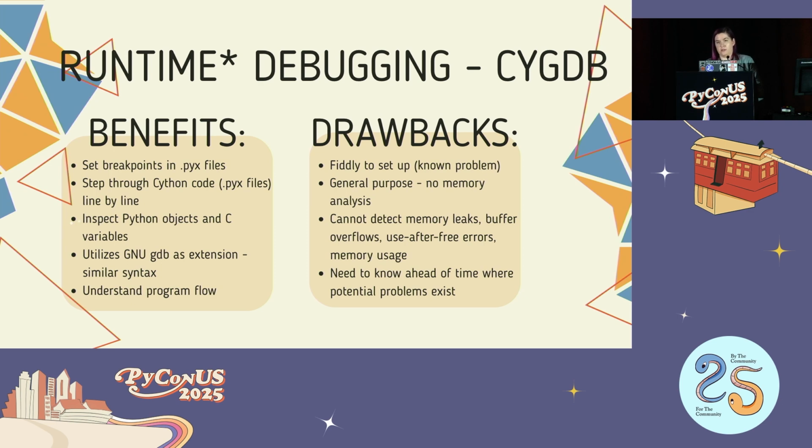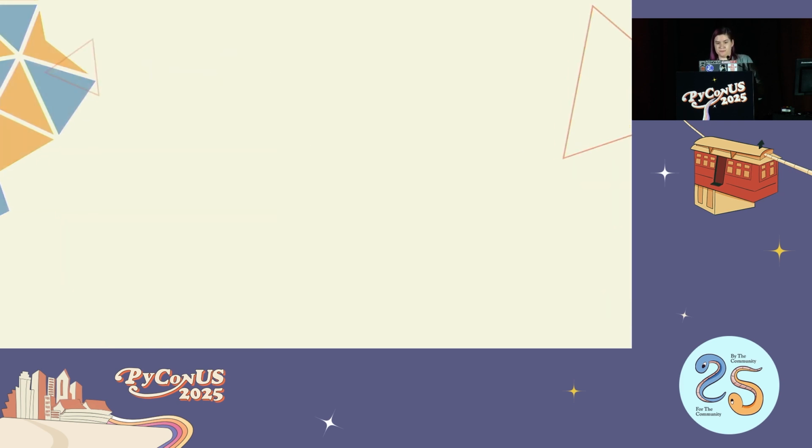There are some drawbacks to this method. It's a bit fiddly to set up, which Cython cites directly. It's a general purpose debugger. So in my case, I already knew that I had a memory corruption error, so there's no memory analysis, or at least not to the extent that I needed it. It can't detect memory leaks, buffer overflows, use after free errors, or memory usage. So you kind of need to know ahead of time where the potential problems exist. This would be a better debugger if I knew that there was one specific test that was failing each time, then I could probably use it, but in this case, it wasn't so helpful.